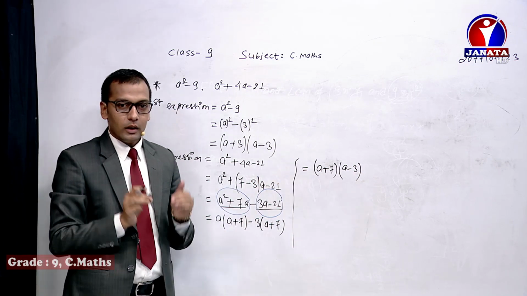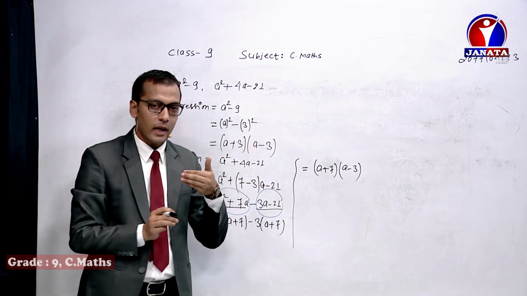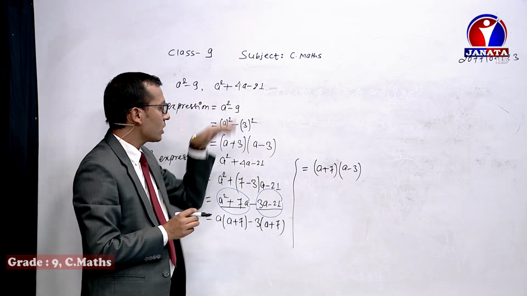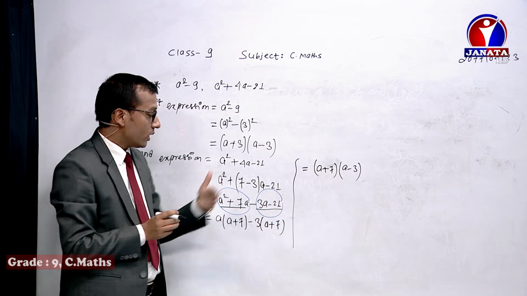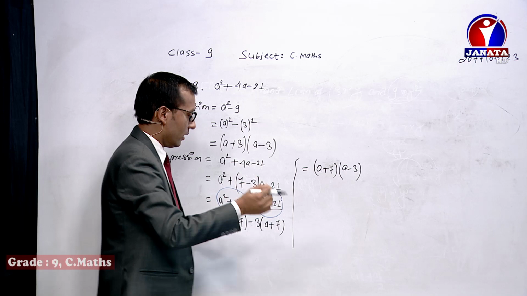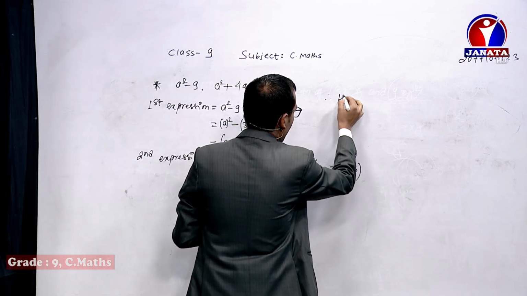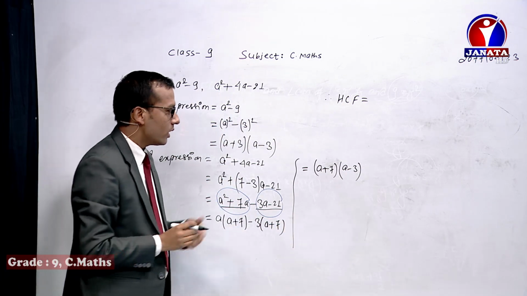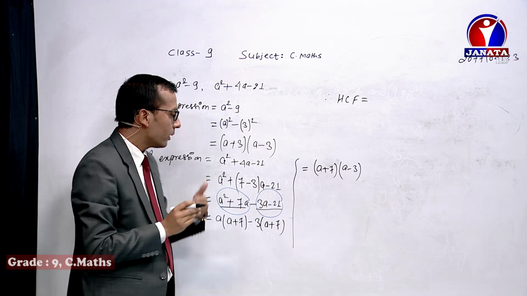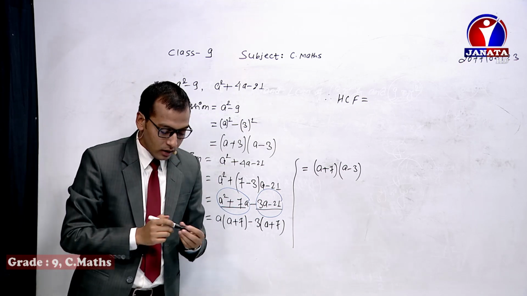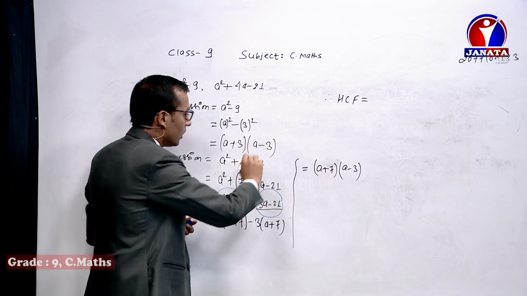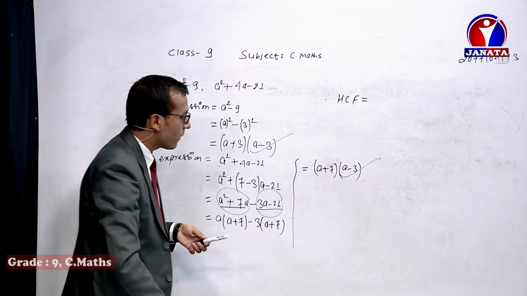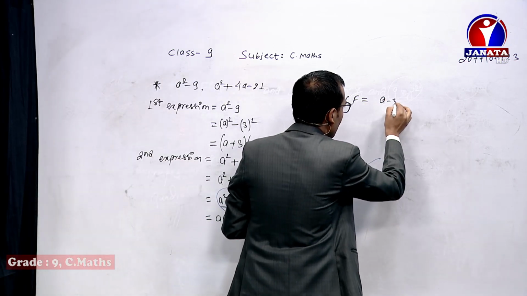These are the factors. Now we have factorized two expressions, a square minus 9 and a square plus 4a minus 21. What is HCF and what is LCM? So HCF is the highest common factor, or simply we can understand it as the common factors in the first and second expression. Let's take what is the common factor. a minus 3 is the common factor, so HCF is a minus 3.